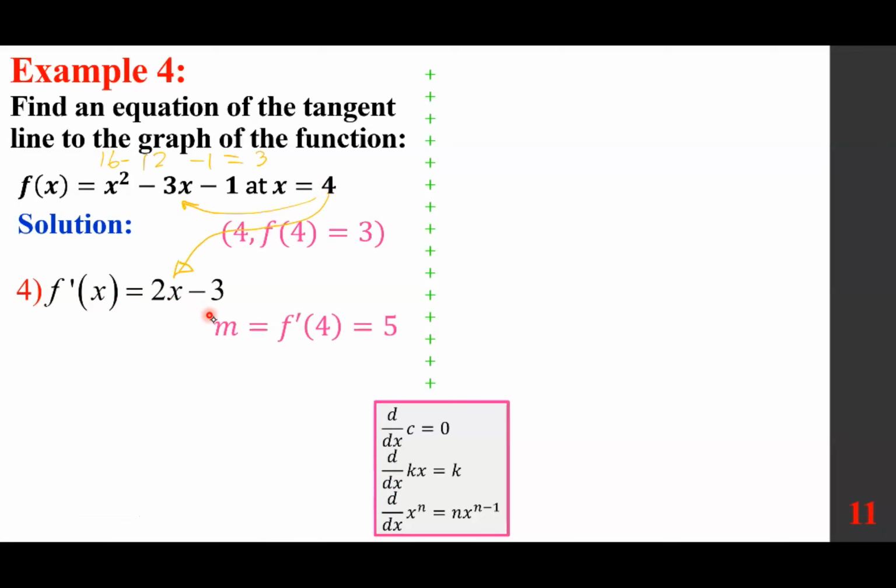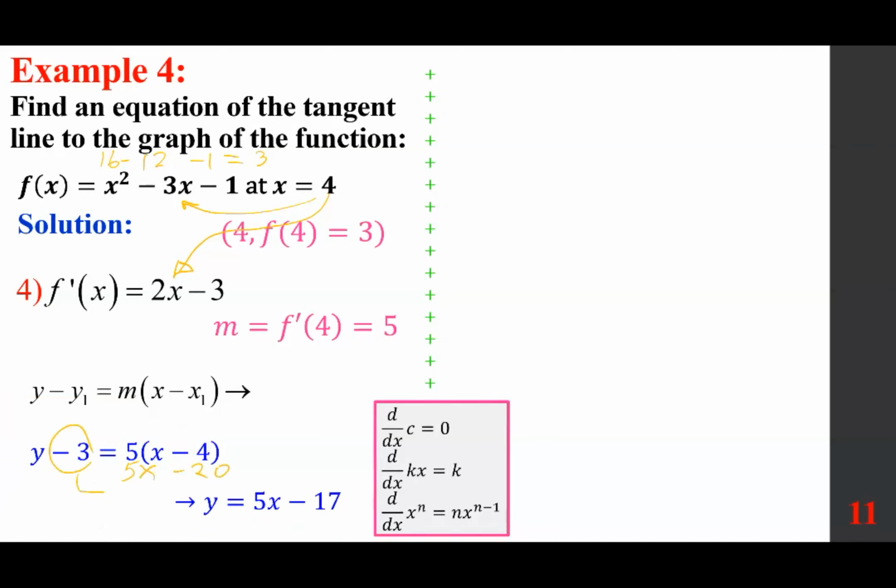Now, elementary algebra, y minus y1 equals m times x minus x1, which means y minus 3 equals 5 times x minus 4. And it gives me 5x minus 17. Again, quickly, this is 5x minus 20. This is plus 3.